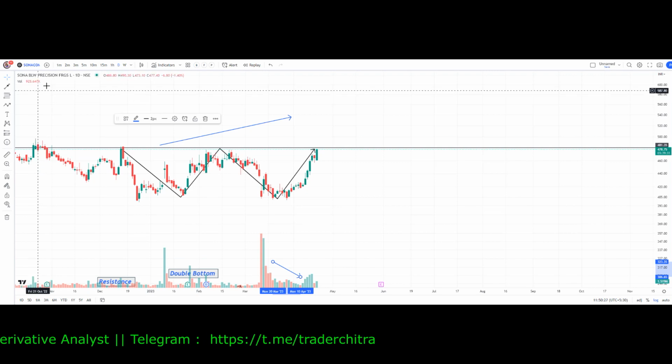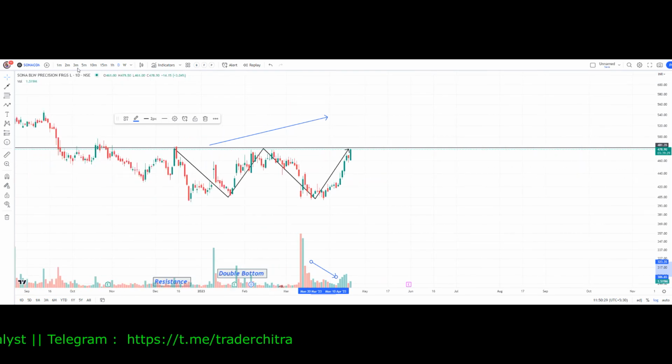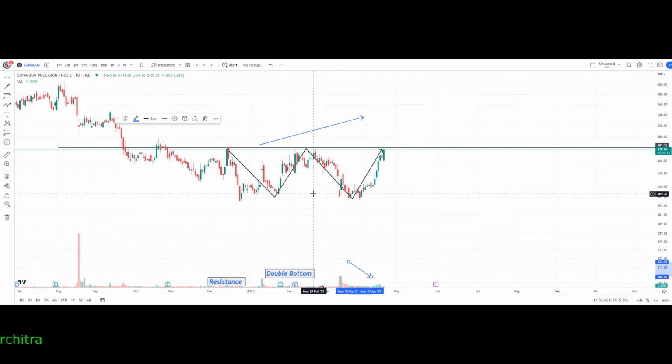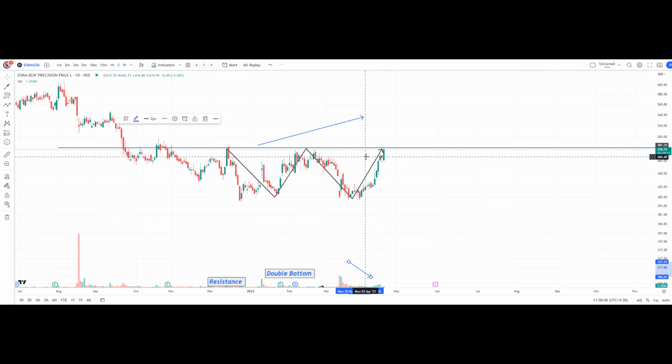This is Sonacom, which we are reviewing now, and I have taken the daily time frame. So let's see in the coming days how the stock performs, whether the price is able to break the double bottom or break the resistance zone.